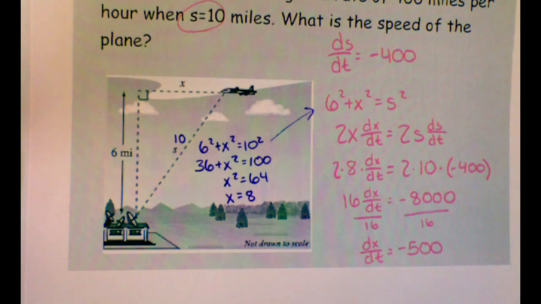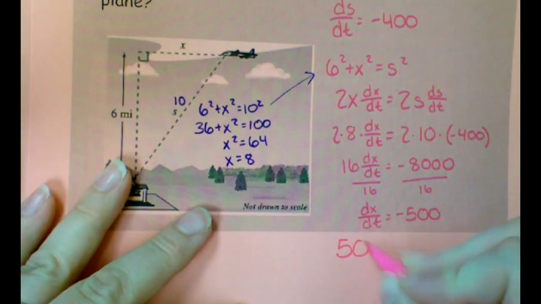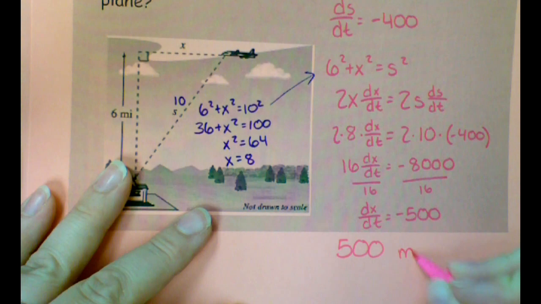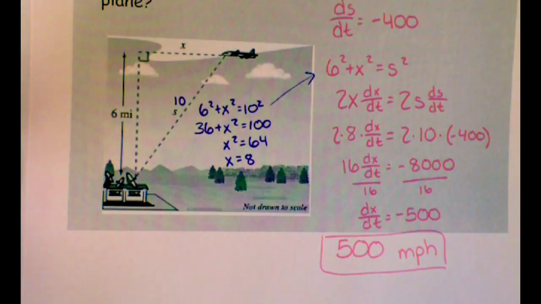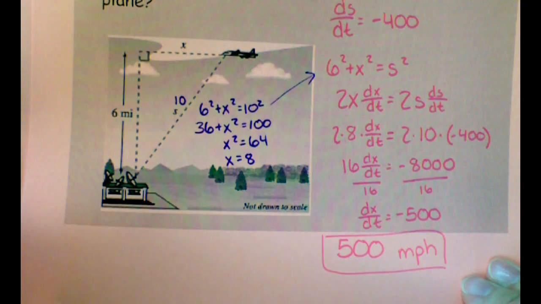This question asked for the speed. Speed is never given as a negative value. Speed is only given positive. And we are in miles per hour. That plane is moving 500 miles per hour. The negative is a velocity. It tells us direction involved also. It tells us it's getting closer at a rate of 500 miles per hour. But speed, always positive.